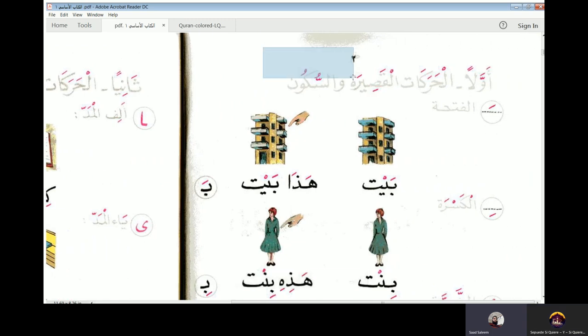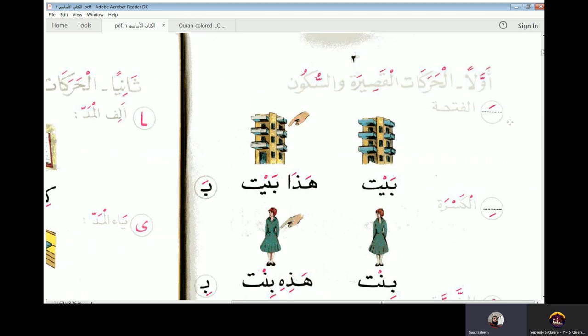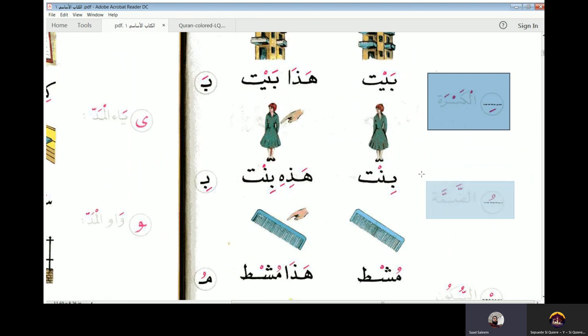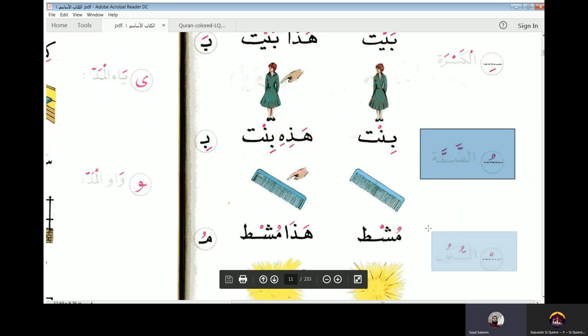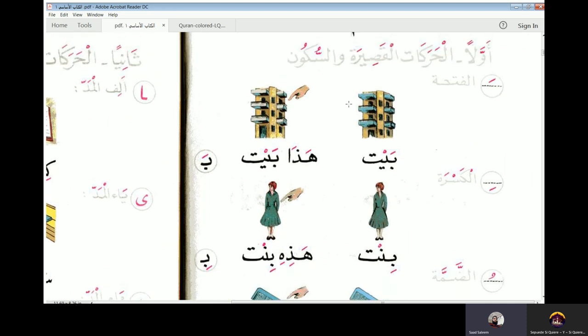First we will learn about short vowels and we will also learn about sukoon. You already know about fatha. This symbol is called fatha. This symbol is called kasra. This is called dhamma. And this is called sukoon. Now read this.